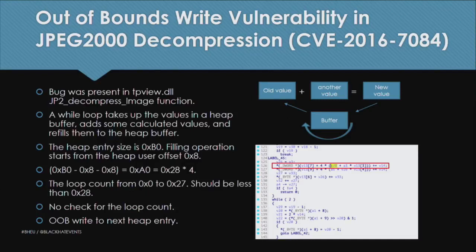Because hex B0 subtracted by the heap header and the offset 8 equals hex A0, it's definitely equal to hex 28 times the word length 4. So the loop times should be hex 28. In programming, we know the loop count variable starts from 0, so the variable should end with hex 27.